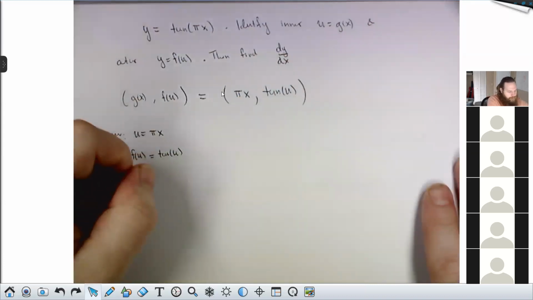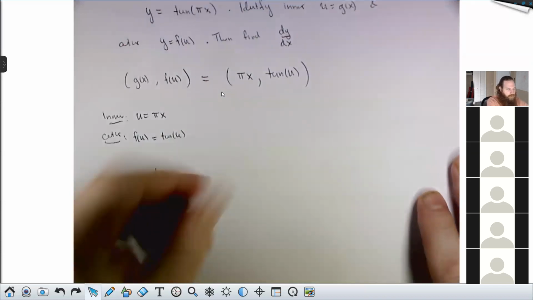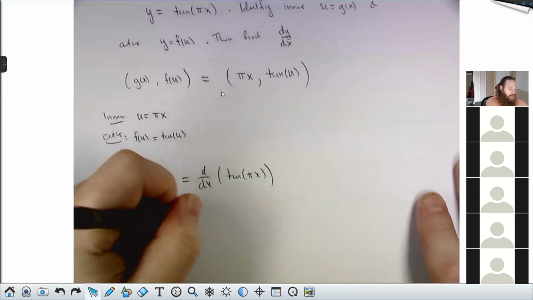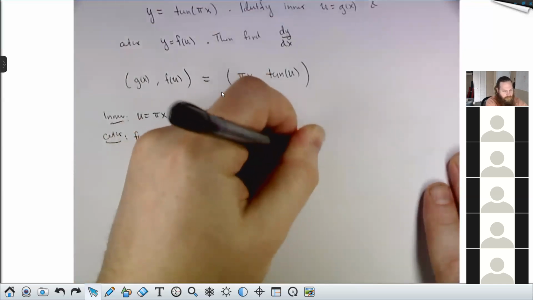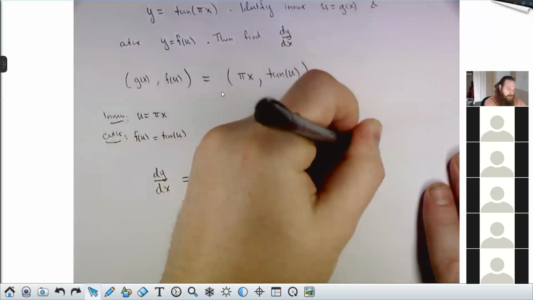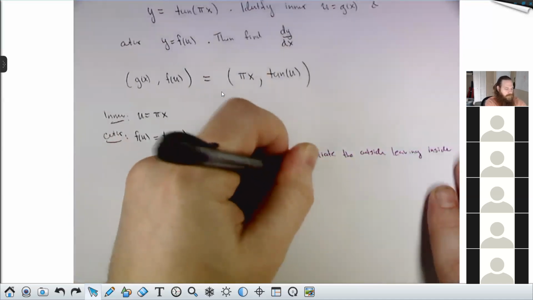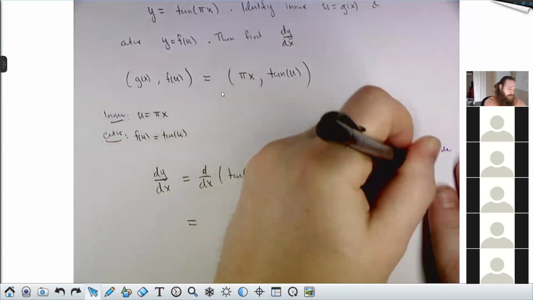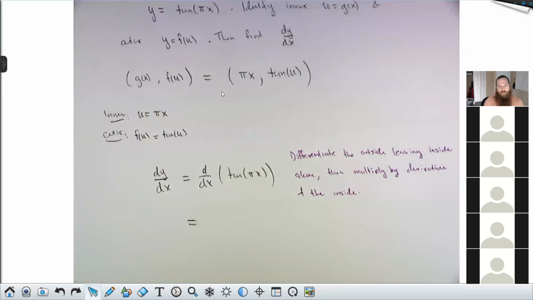Now, if I want to find the derivative, dy dx, I know that this is what I get by taking the derivative d dx of tangent pi x, because that's the thing I'm trying to differentiate. The way I encourage you to think about this, remember, is that little mnemonic: differentiate the outside, leaving the inside alone, then multiply by the derivative of the inside. That's really what the chain rule says.